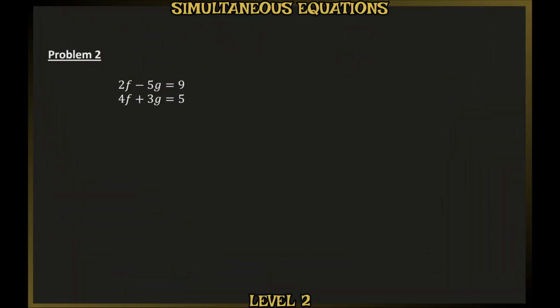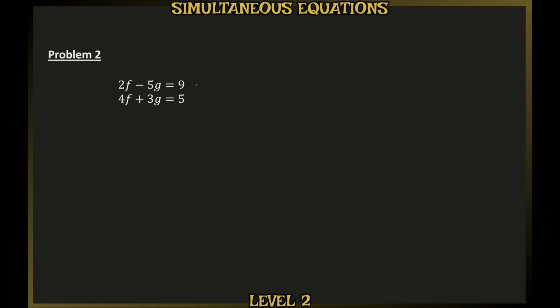In problem 2, we're solving 2f minus 5g equals 9 and 4f plus 3g equals 5. Now to solve this, we need to eliminate one of the variables. And to do this, we need to have the same number of f's or the same number of g's in each equation, and at the moment we don't.